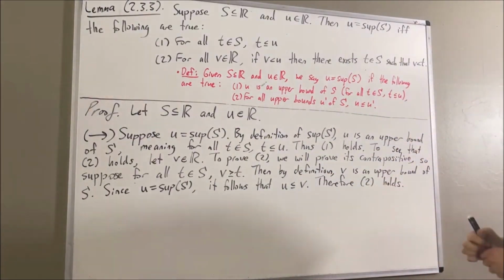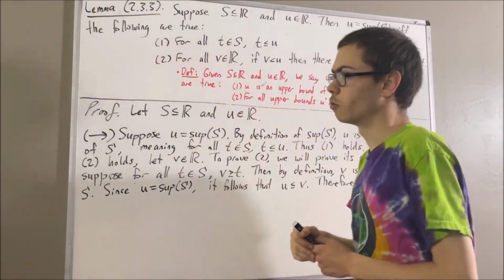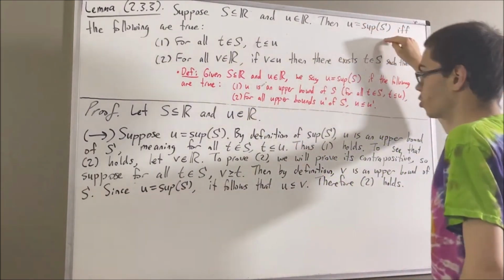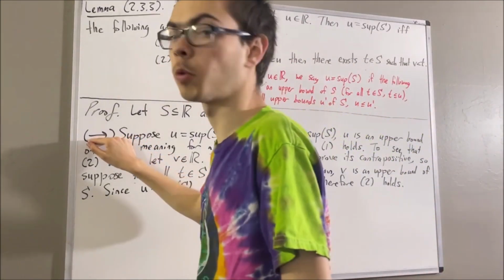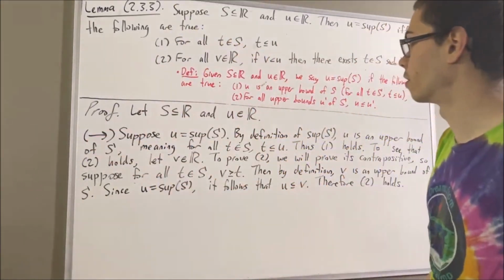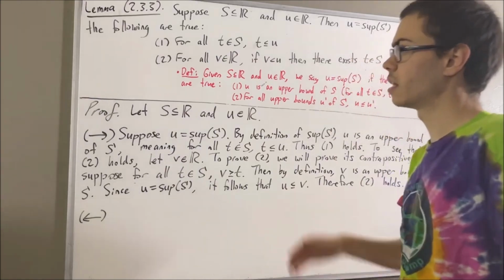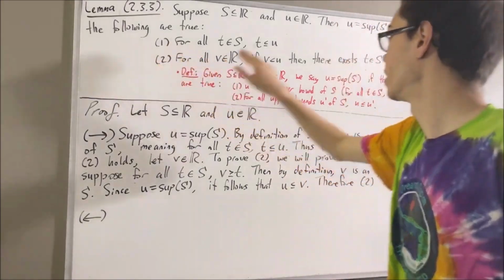So we have proven that both 1 and 2 hold, which means we have proven if this is true, then both these things are true. So that completes the proof of the forward direction. Now let's prove the converse. That is, let's prove if these things are true, then this is true.